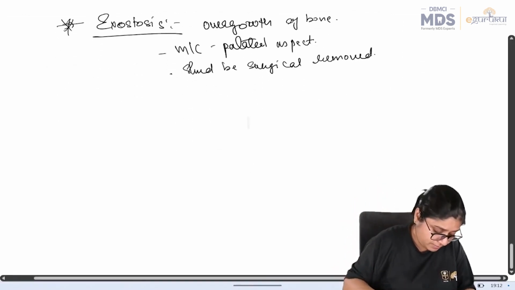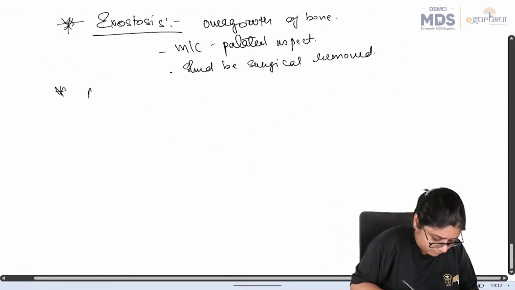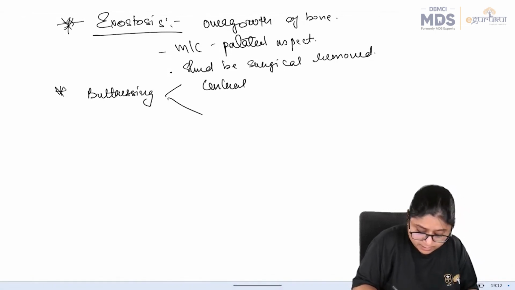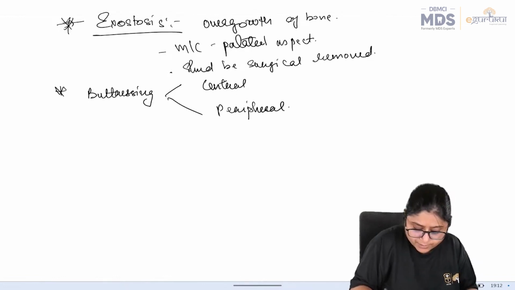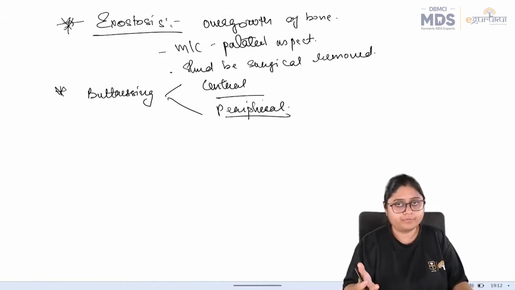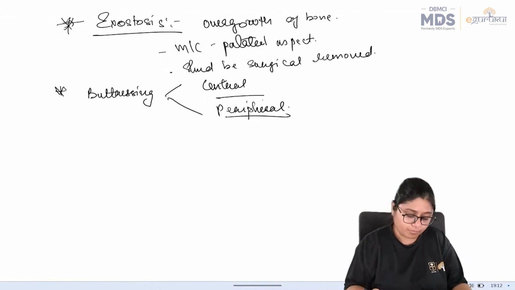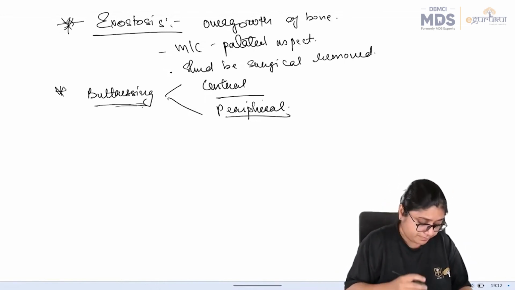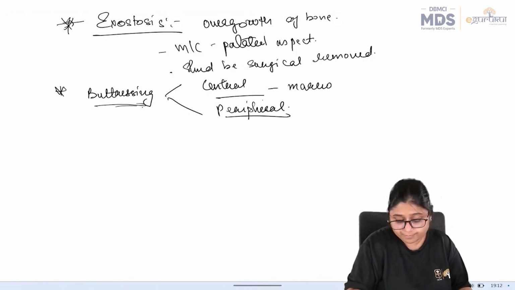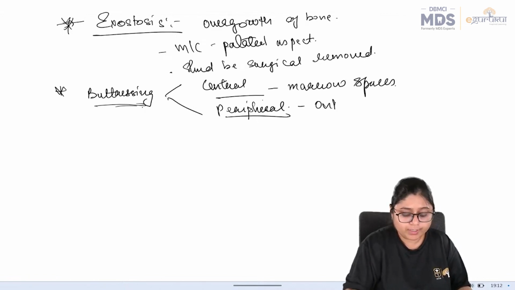Okay. Now, buttressing bone formation. Buttressing, I have already told you what is buttressing. There are two types of buttressing, central and peripheral. This is also a type of exostosis. There is increase in the growth of the bone, increase in the deposition of the bone. That is called buttressing. Central buttressing occurs in the marrow spaces, and peripheral on the cortical plates.